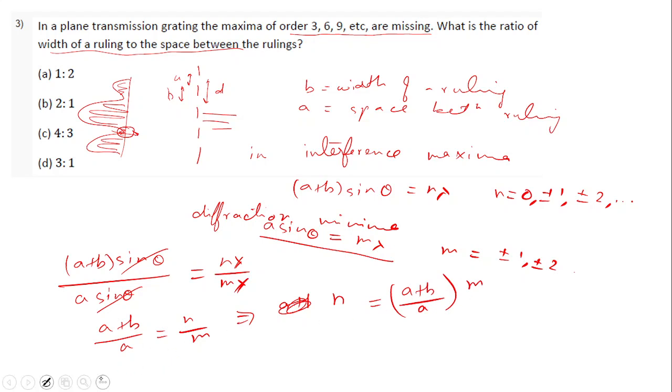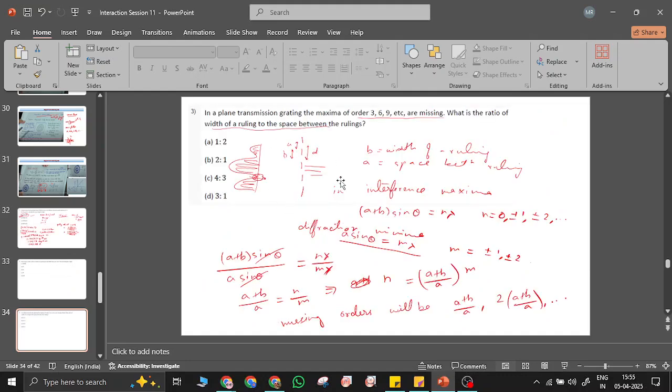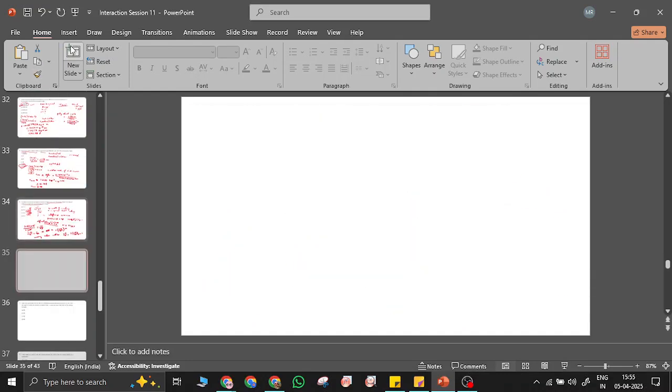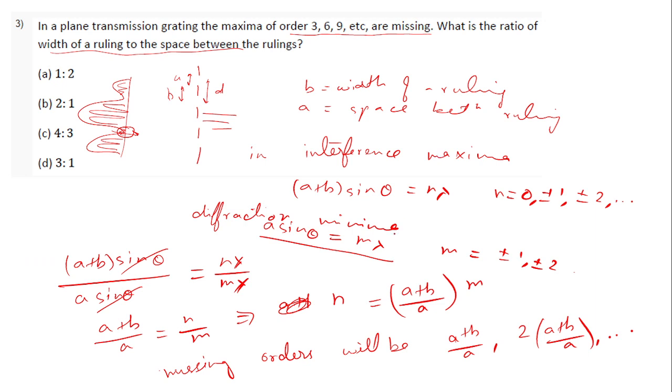Hence the missing orders will be, when I keep m equal to 1, I'll get (a plus b) over a. When we keep m equal to 2, we'll get 2(a plus b) over a, and so on. So these will be the missing orders here.